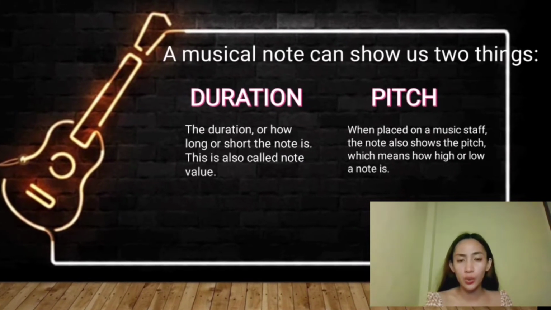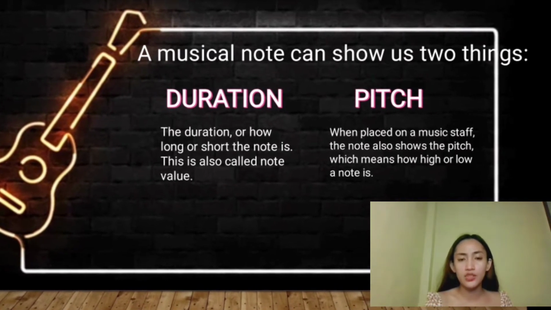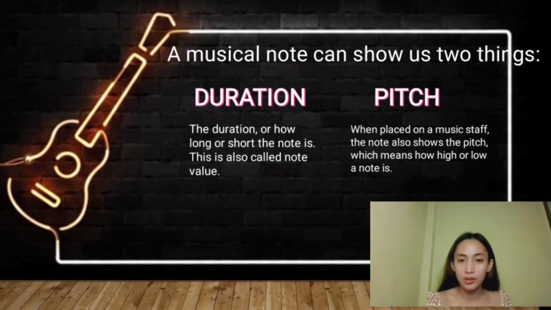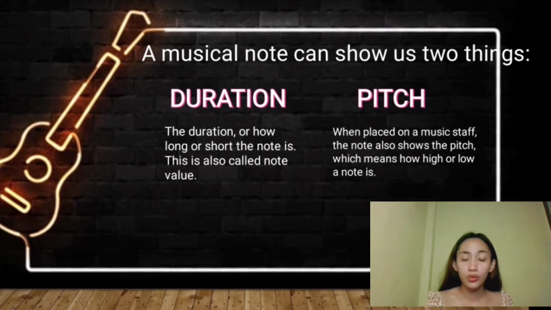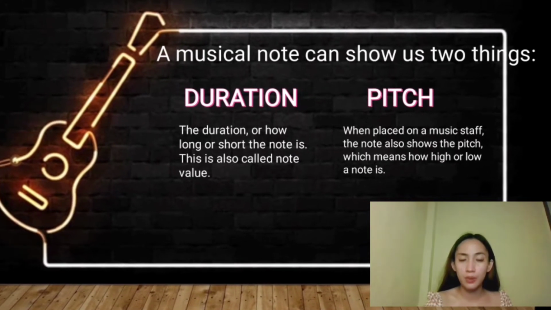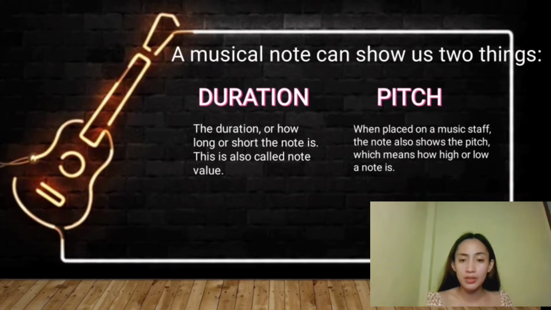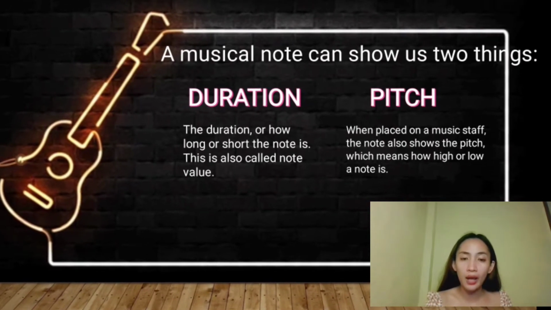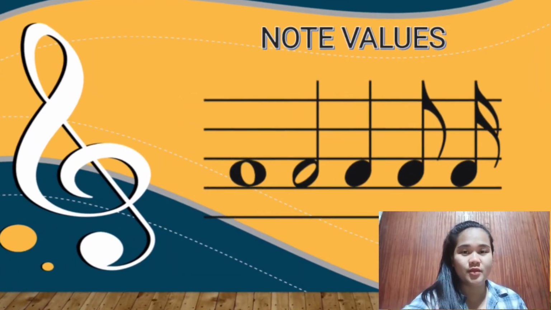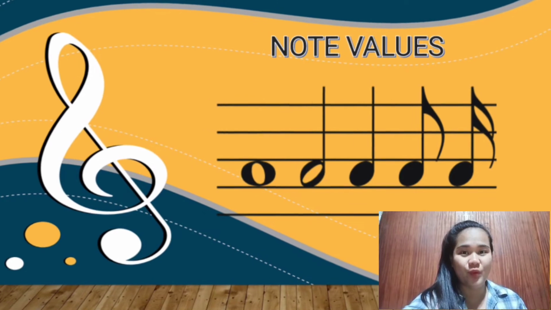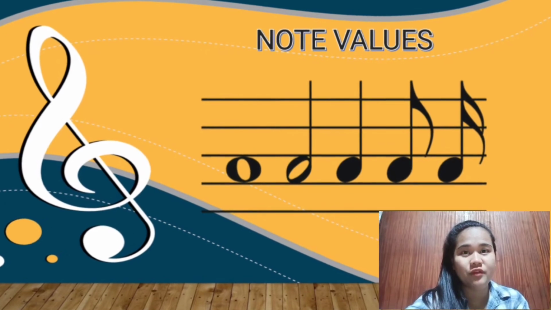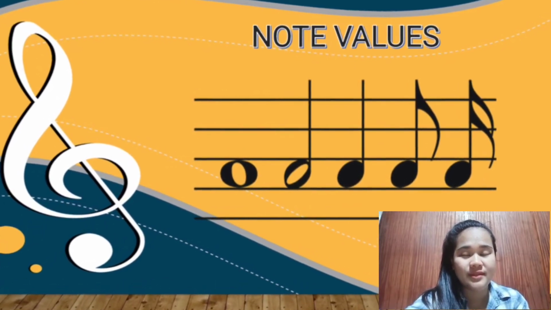A musical note can show us two things. First one is duration, or how long or short the note is. This is called note value. The second one is pitch. When placed on a music staff, the note also shows the pitch, which means how high or low a note is. So we are going to discuss the note values as fractions. I am going to read it from left to right. The names, as you can see, indicate that they are fractions. Each note value is a part of a whole note, and that also gives them their names.